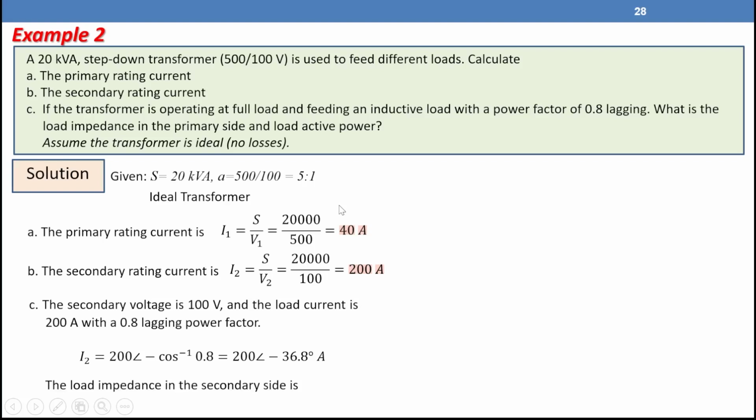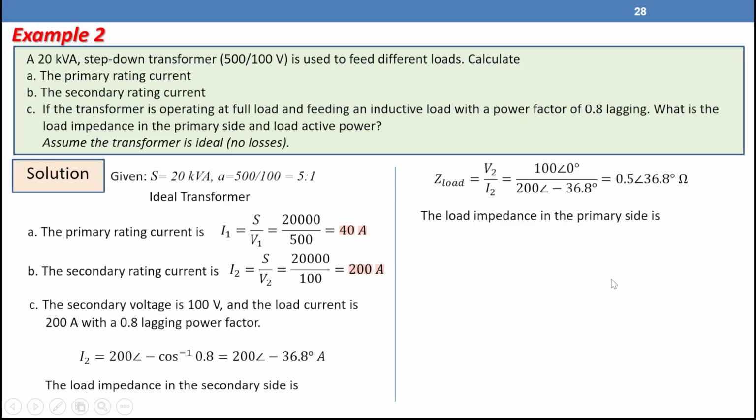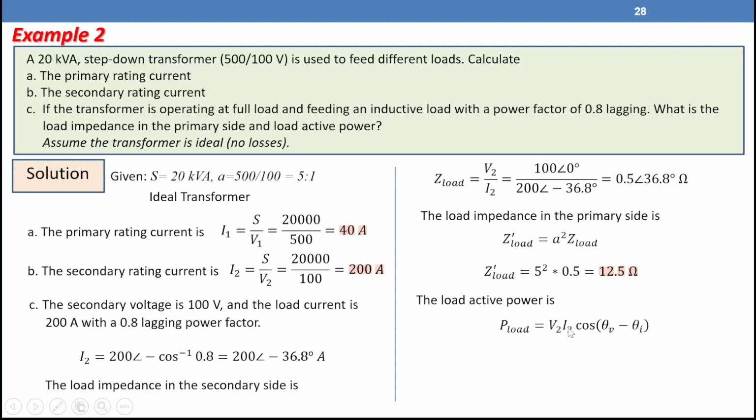So the load impedance in the secondary side can be calculated as Z load equals V2 over I2. So that one is 100 angle 0 over 200 angle minus 36.8, which gives us 0.5 angle 36.8 degrees ohm. The load impedance in the primary side, we can use referring, so Z load dash equals a squared Z load. That one equals 5 squared multiplied by 0.5, which gives us the magnitude 12.5 ohm. What about the power? The power equals voltage multiplied by the current multiplied by cosine of theta V minus theta I. We are in the secondary side, so V2 I2 cosine. Theta V is 0, theta I is minus 36.8 degrees. So the power equals 16 kilowatt.